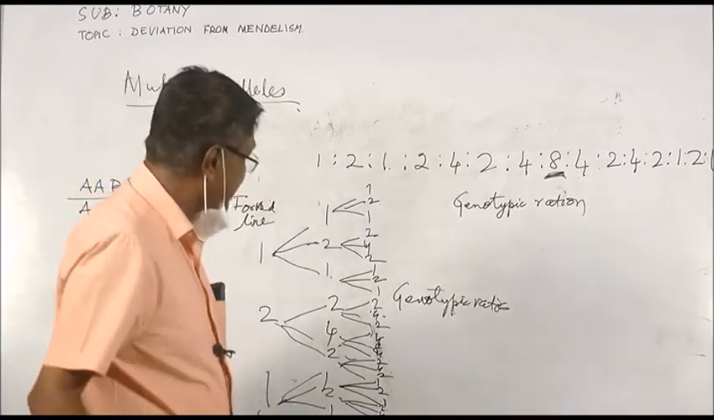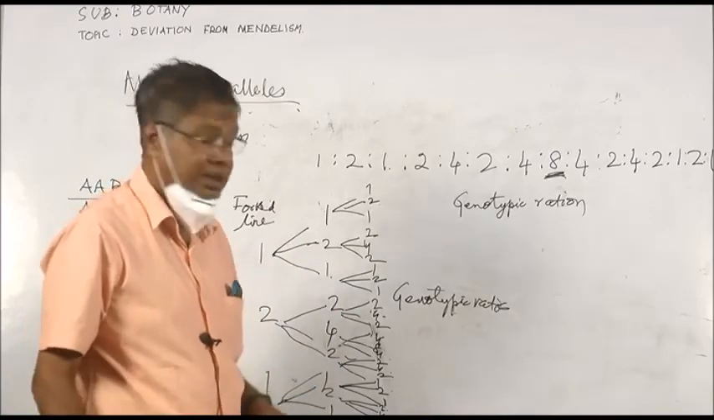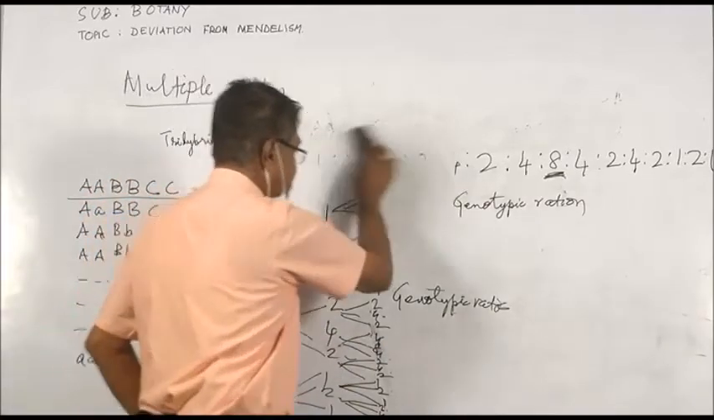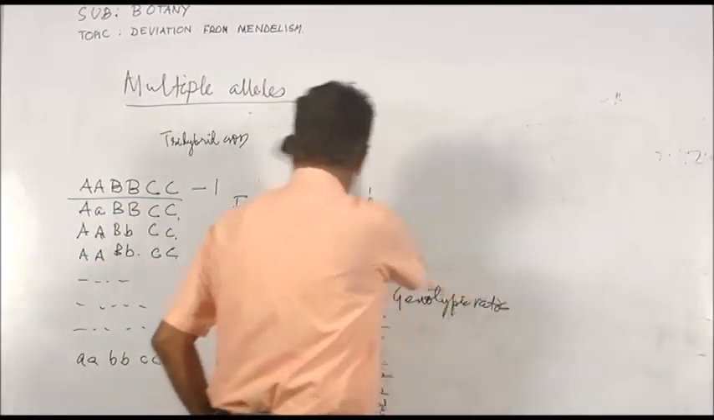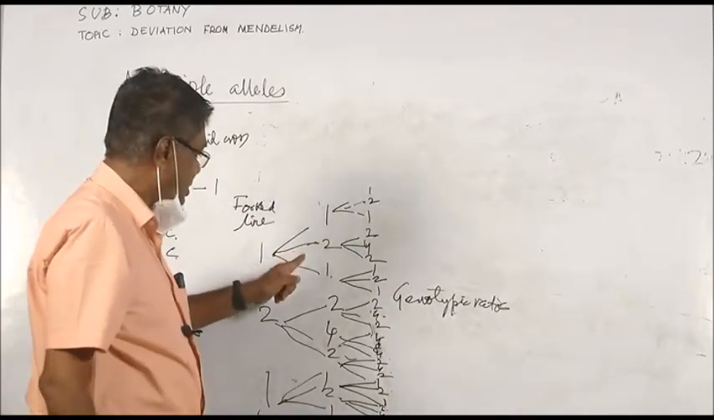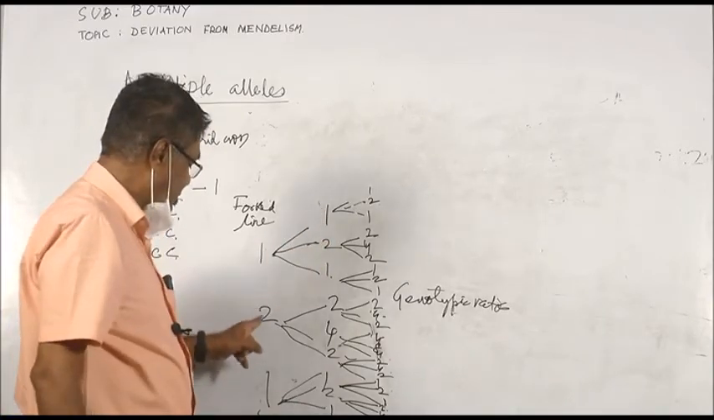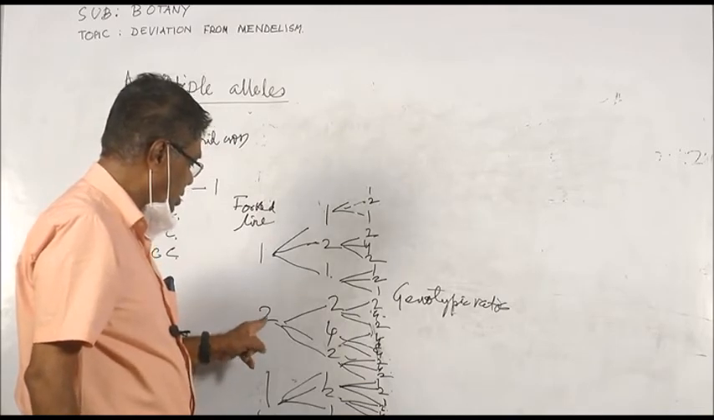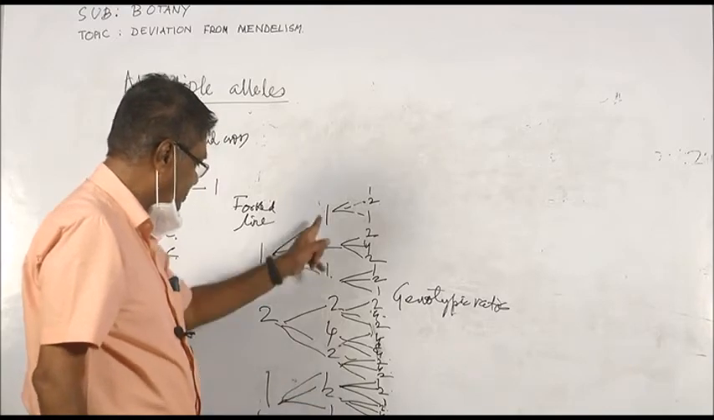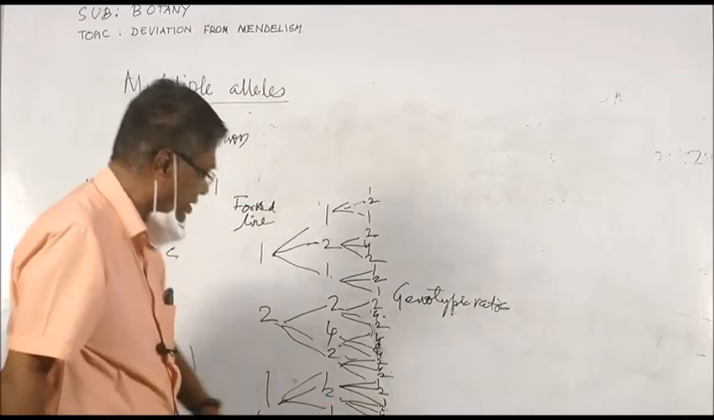Now, in Mendel's cross, we have seen that the monohybrid ratio genotypic is 1 to 1. How to get the trihybrid ratio? You forget about this for now. Trihybrid ratio is 1 to 1 multiplied with 1 to 1, then 2, 2, 4, 2, and this is 1 to 1, like this. If you multiply, you will get a large number of things.